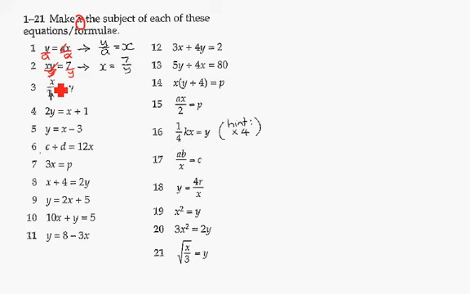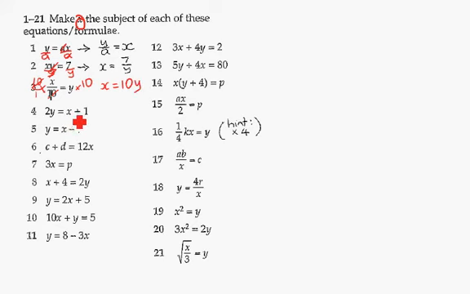Number 3, I can see this says x divided by 10 equals y. The opposite of dividing is timesing. We want to times by 10. What you do to one side you do to the other. You can think of this as 10 over 1 if you like.